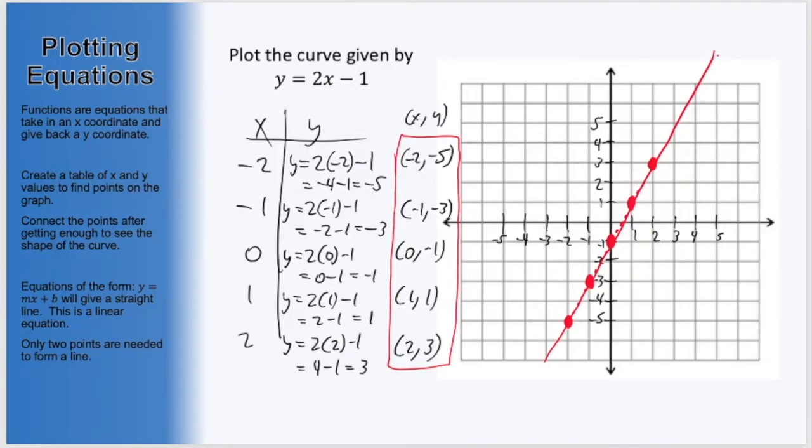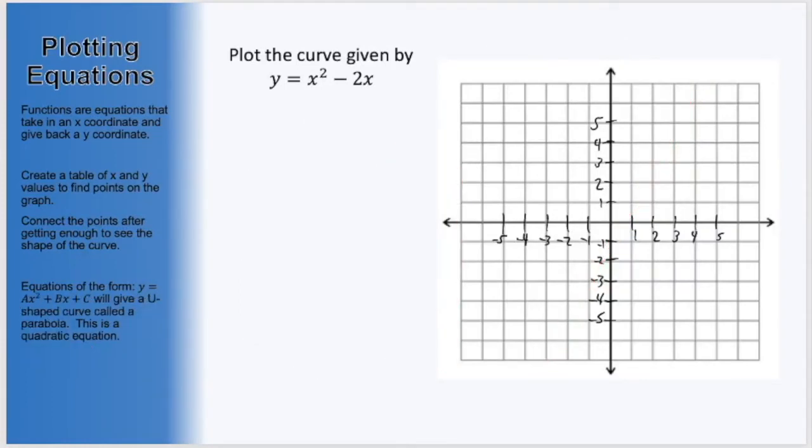Get enough points to see the trend of your curve, and simply connect the dots in a way that follows that trend. At this point, I will make note that anytime we have a linear equation, that is something of the form y equals m times x plus b, the graph of the equation will always be a straight line. Also, one convenience of plotting a straight line is that we actually only need 2 points to construct the line.